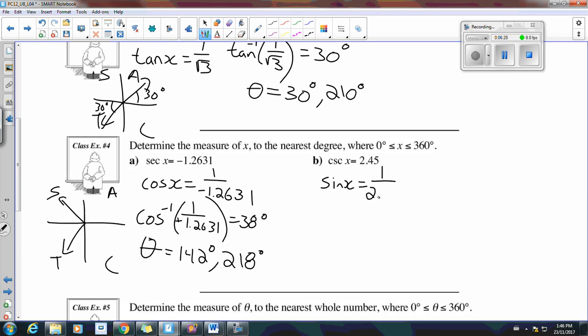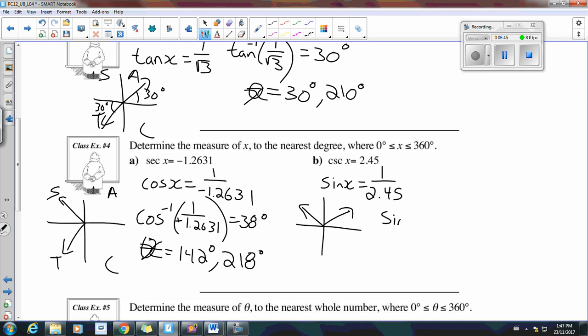B, cosecant x equals 2.45. This is the same as saying sine of x. Sorry, I guess I should use the same variables there. Sine of x equals 1 over 2.45. So where is sine positive? Sine is positive here and here.